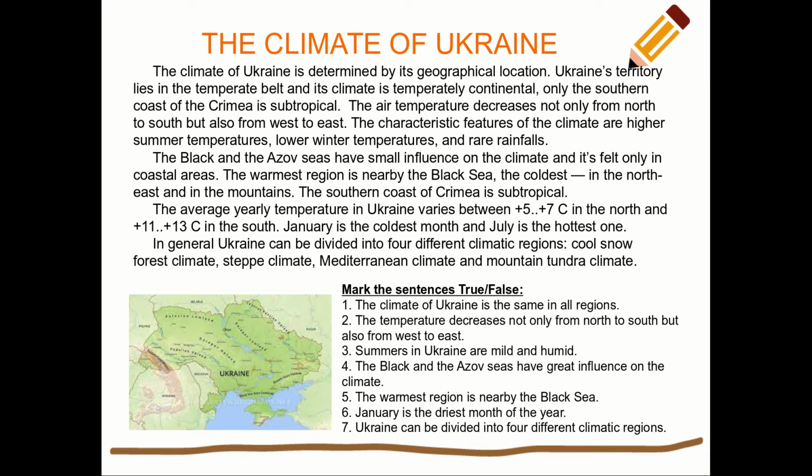True. January is the driest month of the year. False. Ukraine can be divided into 4 different climatic regions. True. Now we will watch a video about factors that influence the British weather.